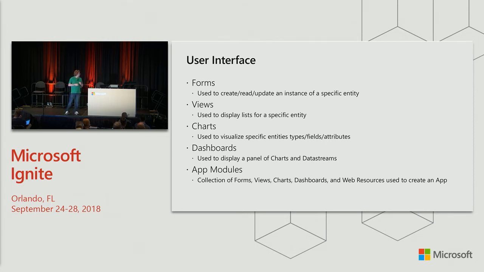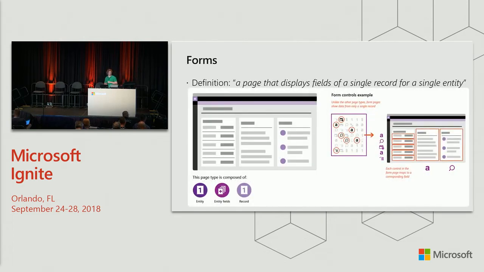The key components or building blocks that you'll use when you're doing this are forms, which are used to create, read, or update an instance of a specific entity; views, which are used to display lists for a specific entity; charts, which are used to visualize specific entity types, fields, or attributes; dashboards, which display a panel of charts and data streams, which come from views; and then finally app modules, which is a collection of forms, views, charts, dashboards, and/or web resources used to create a cohesive application.